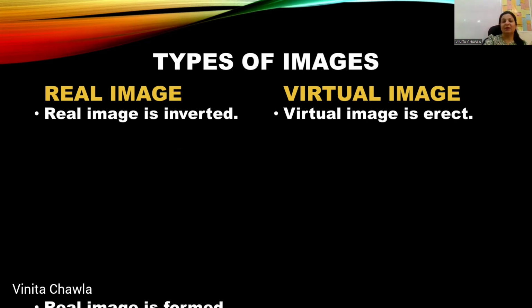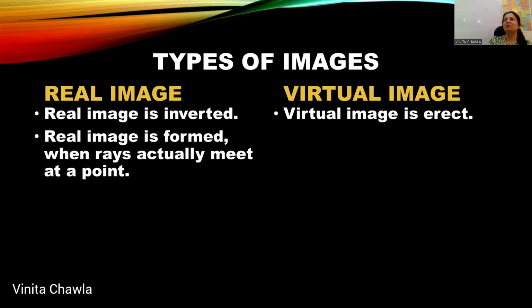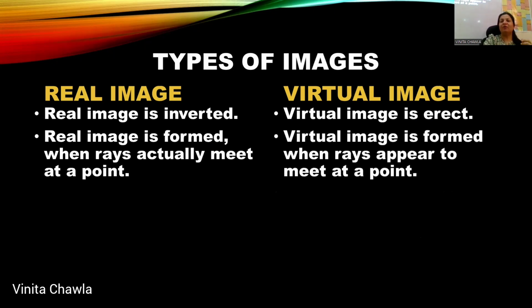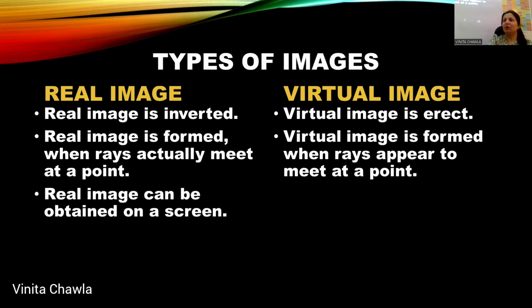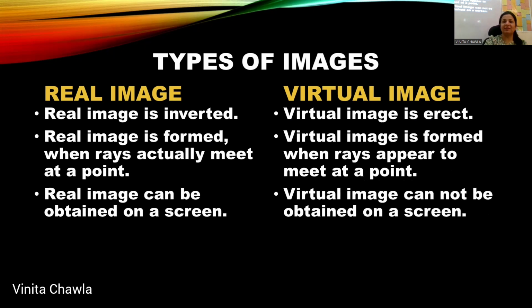Second, a real image is formed when rays actually meet at a point. You'll understand this particular difference later when we do the ray diagrams. So when rays actually meet at a point, real images are formed. And virtual images are formed when rays appear to meet at a point. We think that the rays are meeting, but they are not actually meeting at that point. Real images can be obtained on a screen. On the other hand, virtual images cannot be obtained on a screen. For real images, we always need a screen to see them, but for virtual images, we do not need a screen.